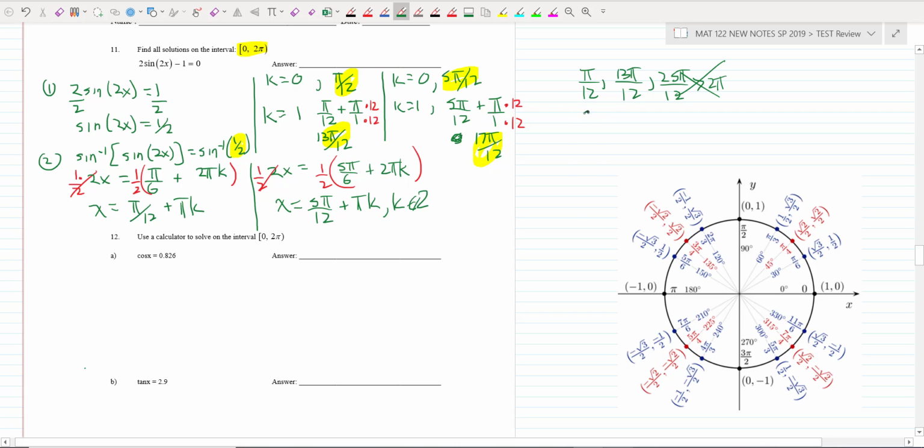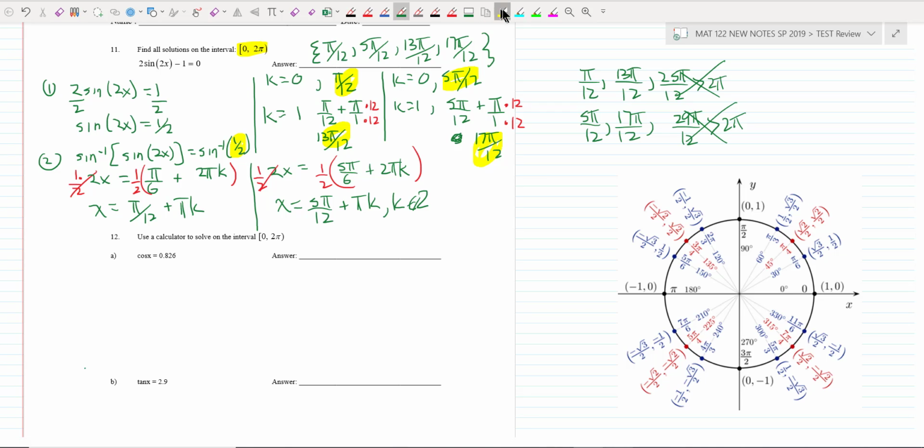And then the next answer would be 5 pi over 12. The numerator goes up by 12 to give 17 pi over 12. If you went up 12 again, you would have 29 pi over 12, which again is bigger than 2 pi, so you don't use that answer. So your answers to the problem are going to be pi over 12, 5 pi over 12, 13 pi over 12, and 17 pi over 12. Okay, that's the answers to the problem. You just don't want to go too big, so you don't need to go to k equals 2 on this problem because you would start getting answers that are too big.